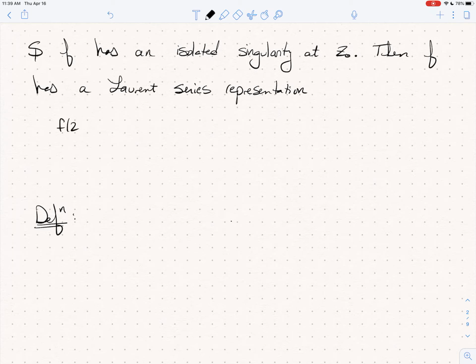Let's write it down. f of z equals the sum. I'm going to write it combined as one series, so I'm going to combine the positive and negative parts and say n equals minus infinity to infinity, coefficient c_n times (z minus z naught) to the n. Please keep in mind this is saying n is going from minus infinity to infinity. So I've got the positive powers, n equals 0 gives me a constant, and then I've also got the negative powers of z as well.